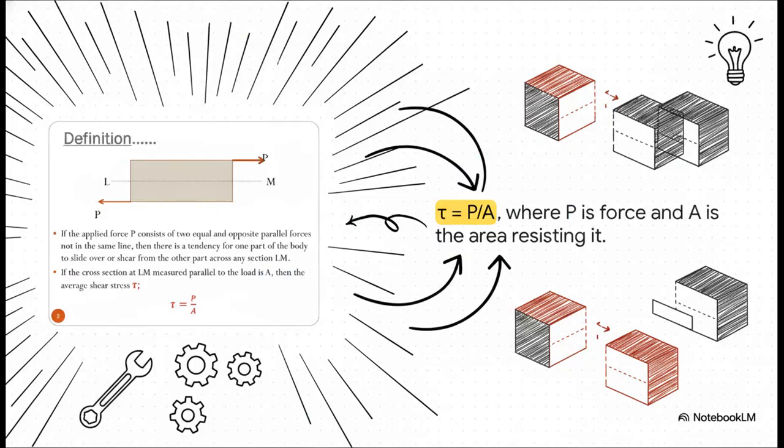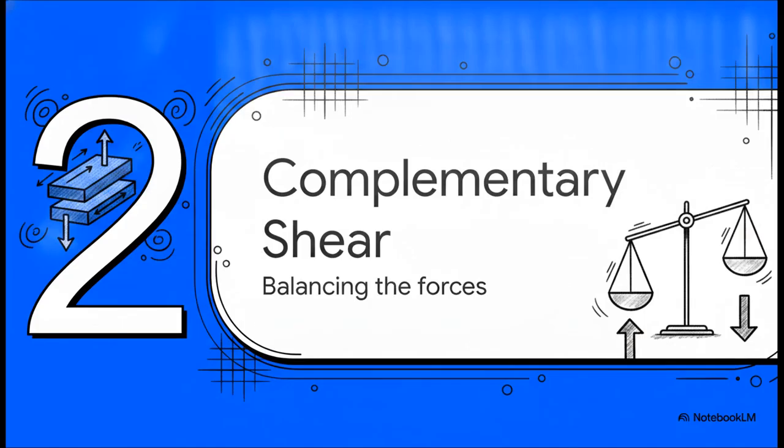As you can see here, those two parallel forces, labeled P, are pulling in opposite directions. And notice that dotted line right down the middle, section L to M? Those forces are desperately attempting to slice that rectangular block perfectly in half along that line. Now, engineers calculate this average shear stress, which is represented by the Greek letter tau, using a super straightforward equation. Tau equals P divided by A. That's just the sliding force divided by the area of that cross-section. So, obviously, the larger the force, or the smaller the area resisting it, the higher your shear stress is going to be.